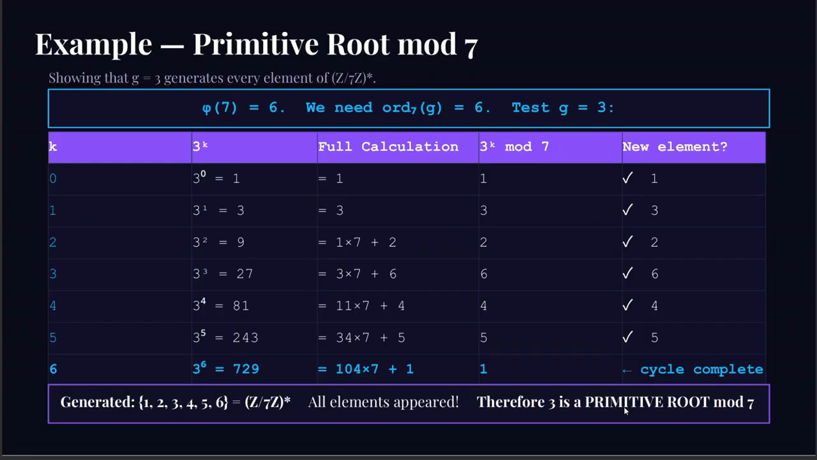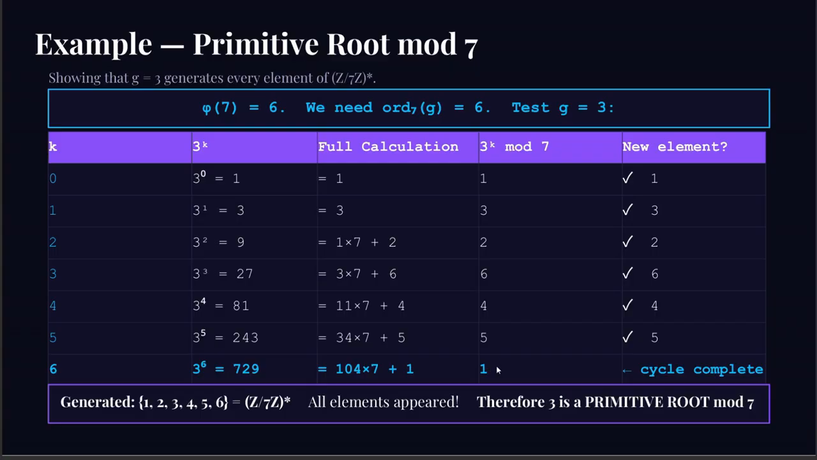Let us verify that 3 is a primitive root modulo 7. First we have to calculate phi of 7, which is equal to 6. Here we take g equal to 3. To be primitive, the order of 3 modulo 7 equal to 6 must hold. So we can compute the powers of 3 modulo 7. 3 raised to 0 is congruent to 1 modulo 7, 3 raised to 1 congruent to 3, 3 raised to 2 congruent to 2, 3 raised to 3 congruent to 6, 3 raised to 4 congruent to 4, 3 raised to 5 congruent to 5, and 3 raised to 6 congruent to 1.